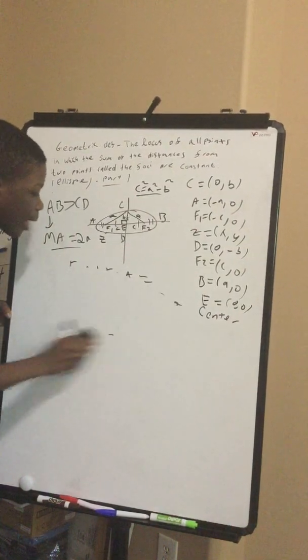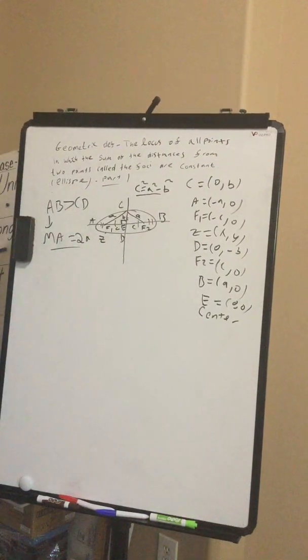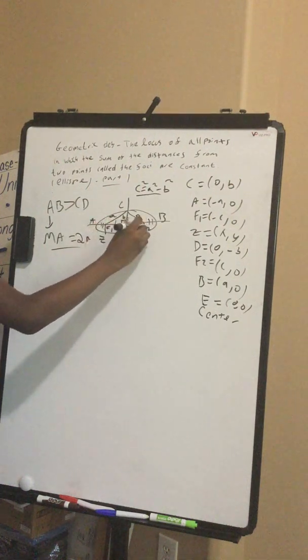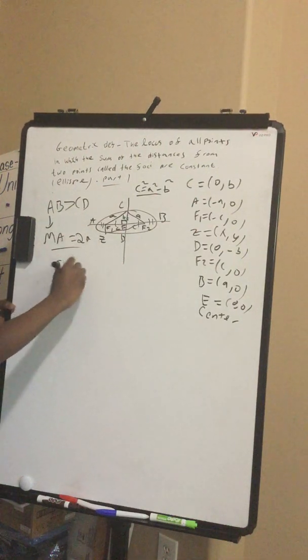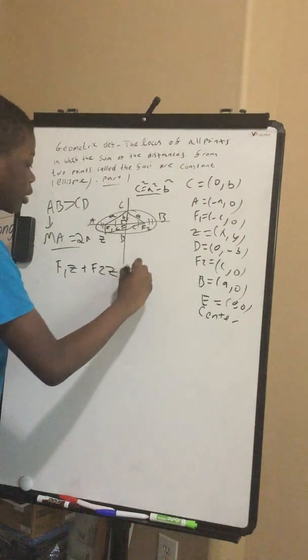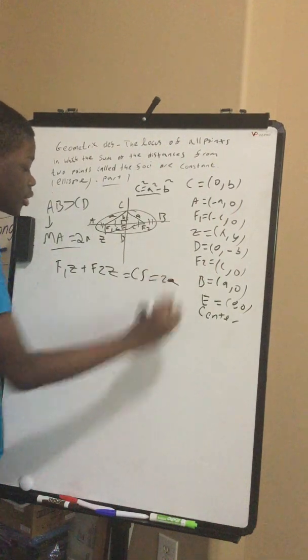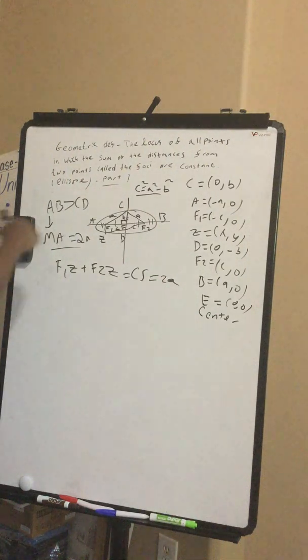So now, how do we actually set up the algebra for this? Well, this is where the arbitrary point comes in handy. We know that if we connect the two foci to the arbitrary point Z, we're going to get that F1Z plus F2Z is equal to the constant sum, or CS, which is equal to 2a. Since the distance from focus 1 to Z plus the distance from focus 2 to Z is equal to the constant sum, we can just use the distance formula to rewrite this expression.